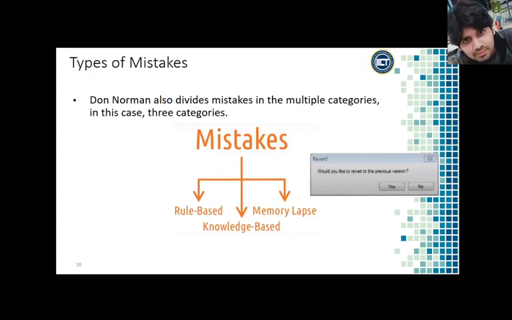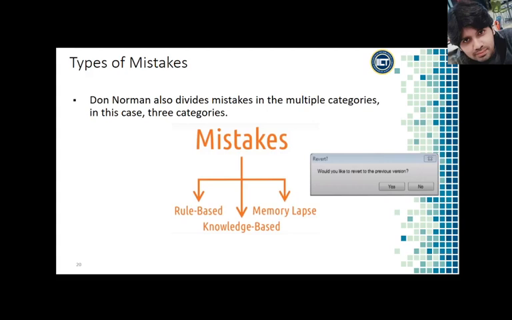Maybe they didn't think they made any changes, when in actuality they did. That would be a knowledge-based mistake. They applied the right rule based on their knowledge, but their knowledge was inaccurate. If they were to shut down their computer and never come back and answer this dialog in the first place, that might be considered a memory lapse mistake. They didn't fully execute the plan of closing down the application.